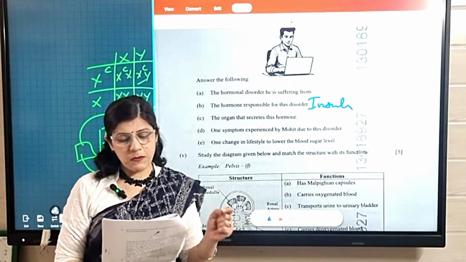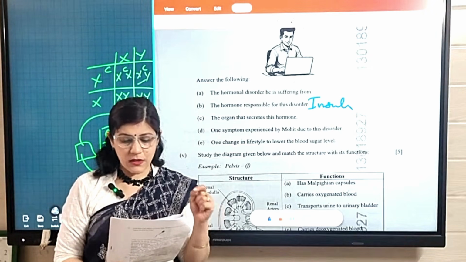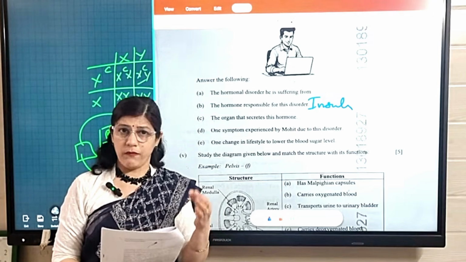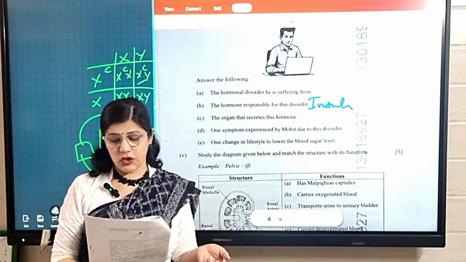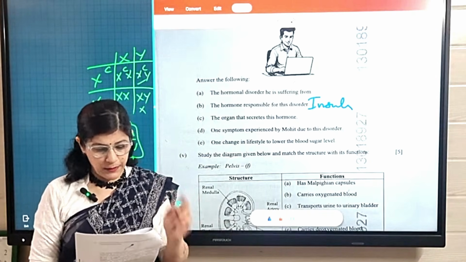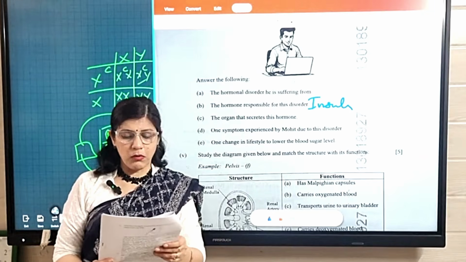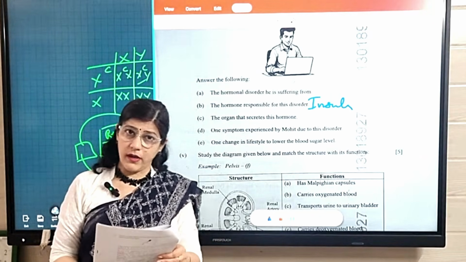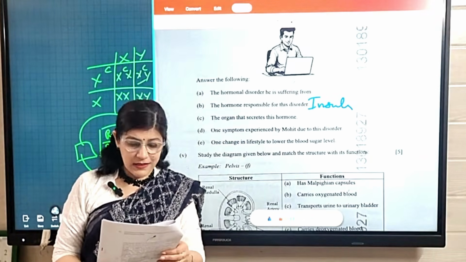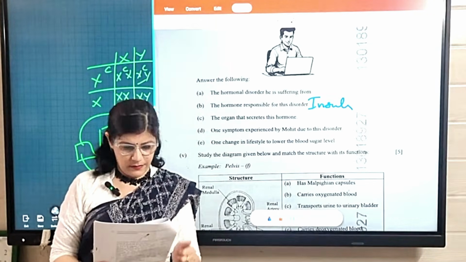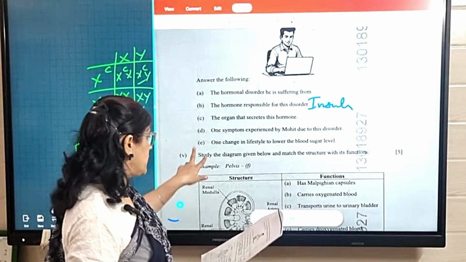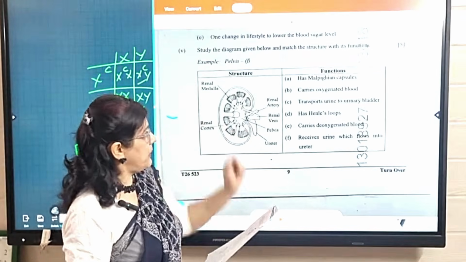One symptom experienced by Mohit due to this disorder. क्या symptoms होंगे? Frequent urination, feel thirsty, loss in weight या फिर high concentration of sugar in urine. One change in lifestyle to lower the blood sugar level is regular exercise and balanced diet, which is having high protein and less carbohydrates.